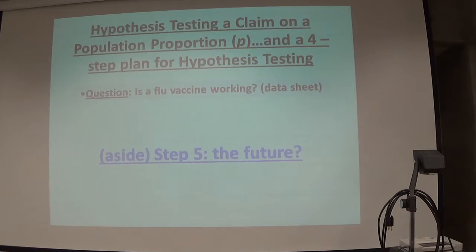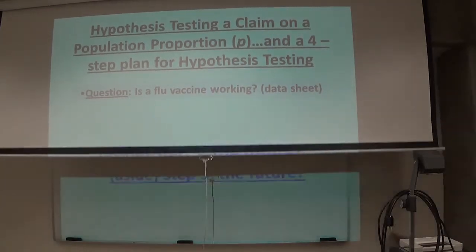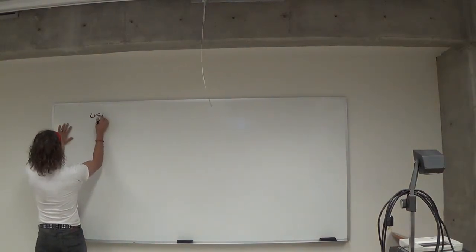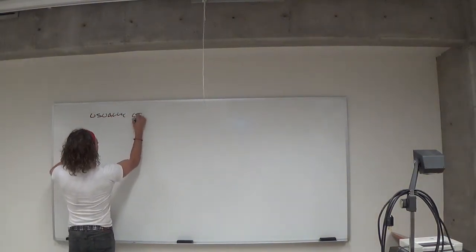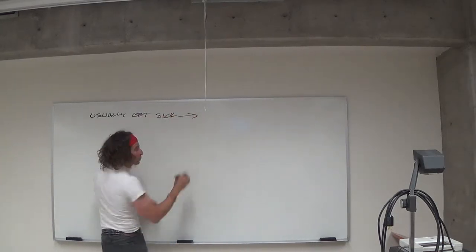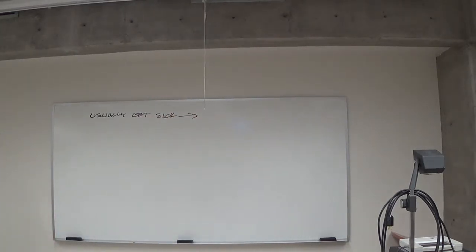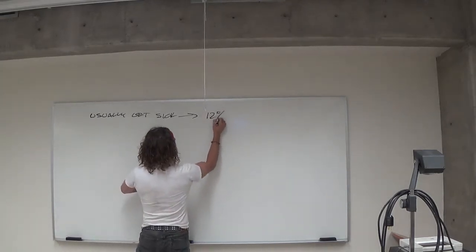What claim did we test last time? Do you remember? Flu vaccine! We had a flu vaccine we're looking at. Who usually gets sick? What percent of folks? 12%. 12% usually get sick.